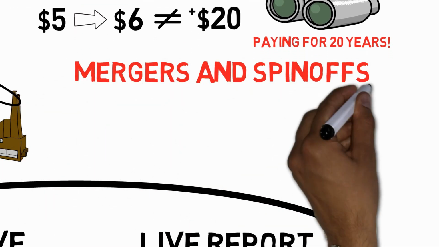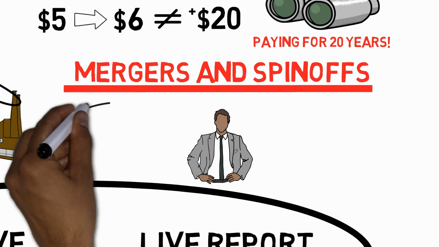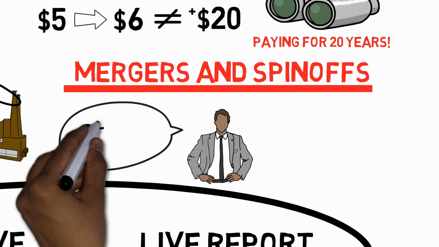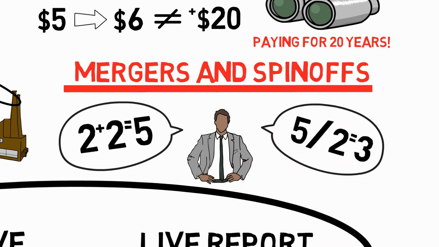Mergers and spin-offs. Wall Street loves it when there's a lot of action. But to be equally enthusiastic about mergers as of spin-offs is kind of hypocritical, as they are each other's exact opposites. You may have heard that 2 plus 2 is said to equal 5 when it comes to mergers. But did you also know that 5 divided by 2 equals 3?